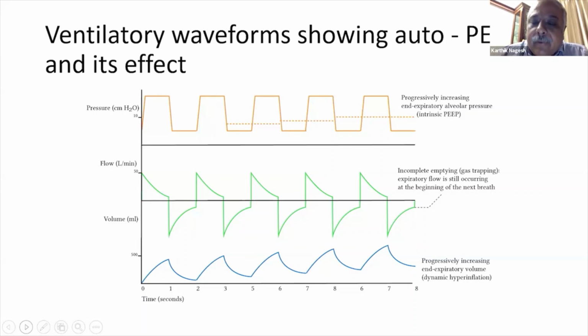You have to be a little careful to avoid auto-PEEP. That's the reason why we were discussing this. So inspiratory time is very important to set correctly.